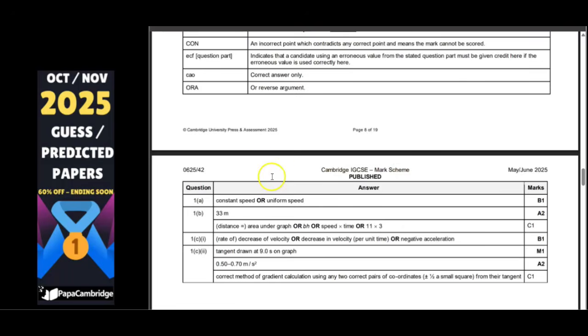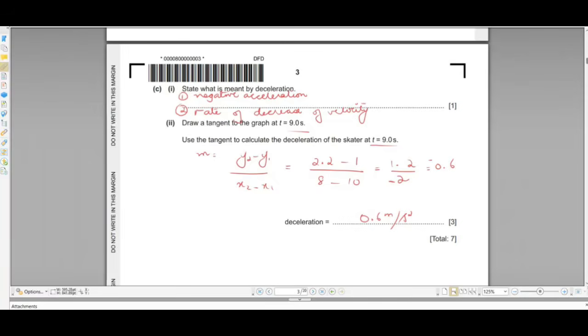Okay, here is the marking scheme. So I was telling you guys that a range of answers would be given. Your answer should lie in between this range. Our answer was 0.60. Over here, the range is 0.50 to 0.70 meter per second square. So our answer is going to be technically correct. I just wanted to let you guys see what the marking scheme says in this case. Okay. Moving on to our next question.